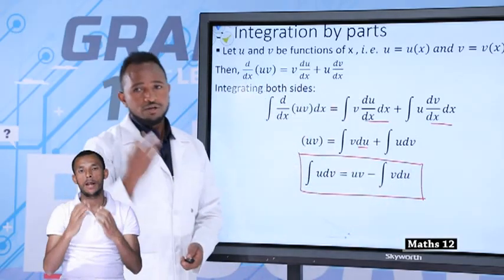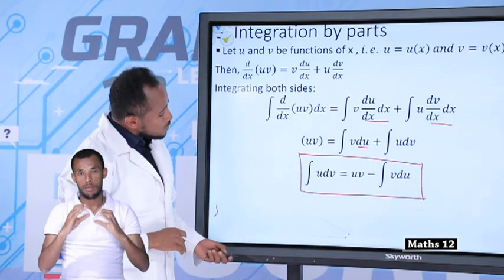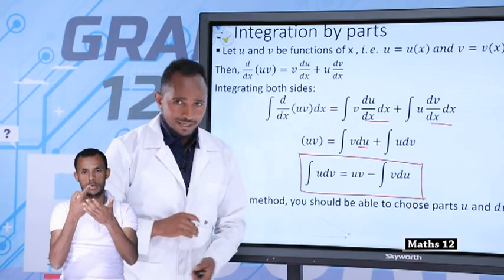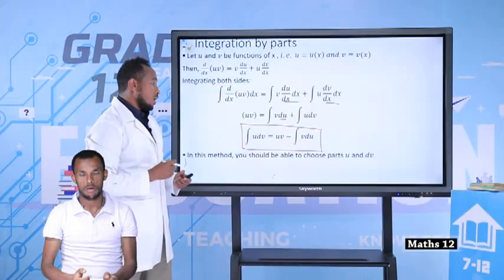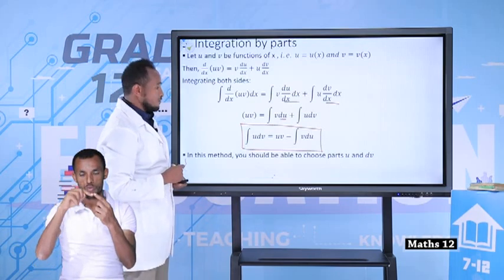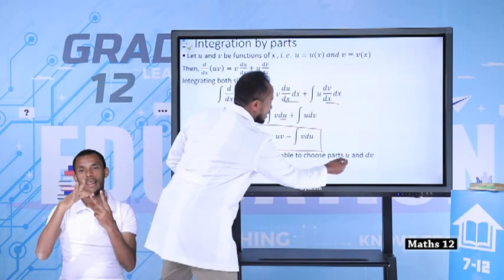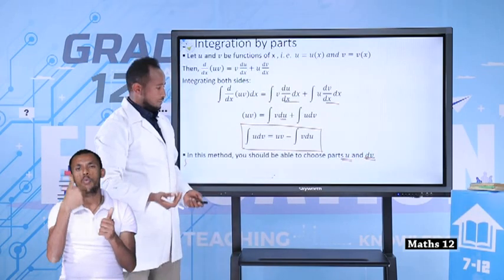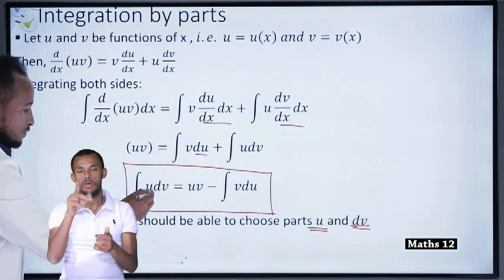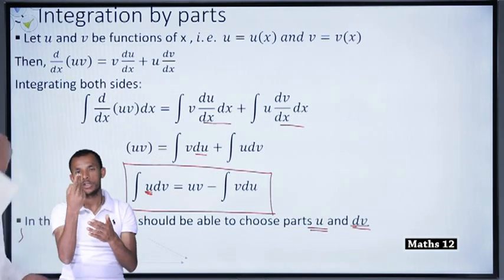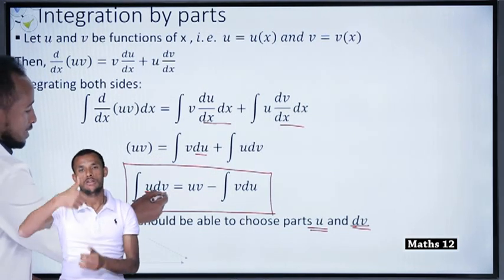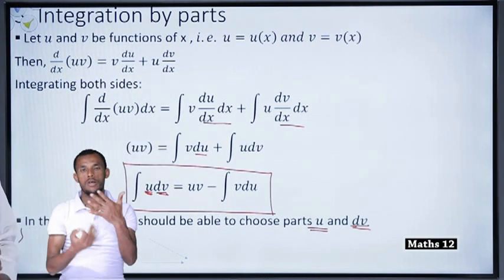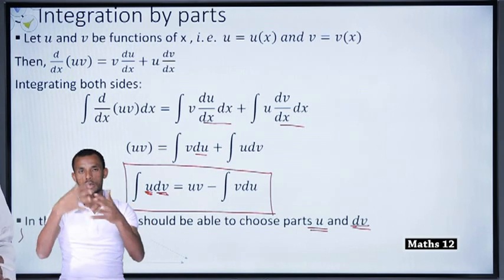This is the formula for integration by parts. To apply this technique, you have to be careful in selecting which function to be u and which function to be dv. One of the functions is u, and the other function is dv, and then you apply this formula. So this is the technique of integration by parts.